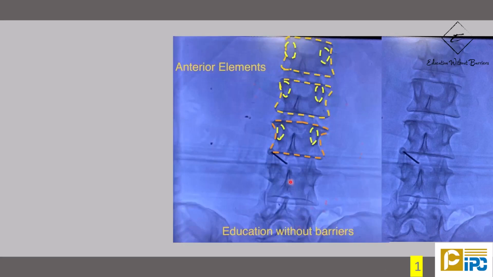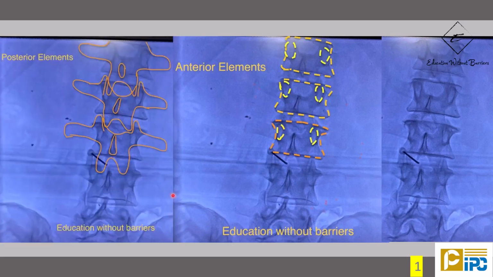Some of them are anterior, which means more towards the tummy, and some of them are posterior, which means more towards the back. So in this next image, I have highlighted the anterior structures. These include the vertebral bodies and the pedicles. And overlapping these structures are the posterior structures. I have highlighted them in the second image.